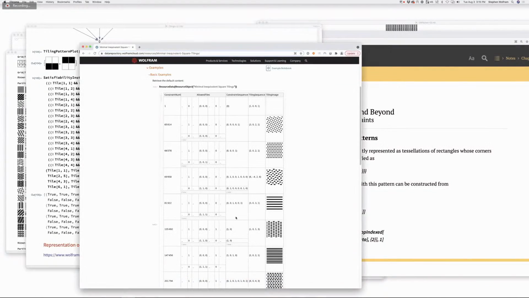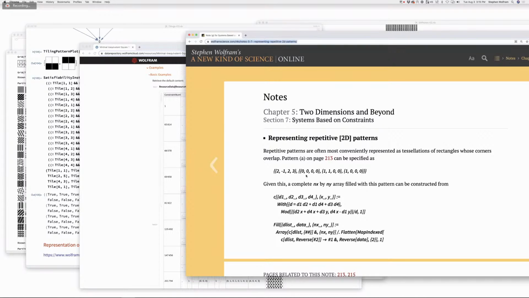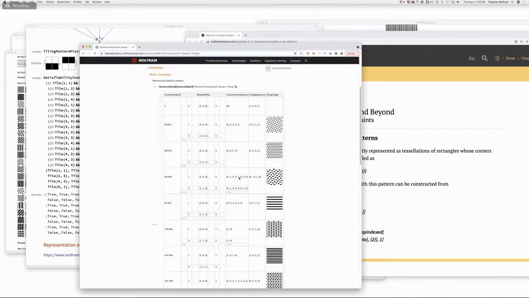Do you understand this thing? Constraint sequence, allowed tiles. No, that's not the tile set. That's the actual pattern. That's a representation of the actual pattern. And this is saying how to lay the pattern down. And what I'm not seeing here is, what is constraint sequence? What does that mean?